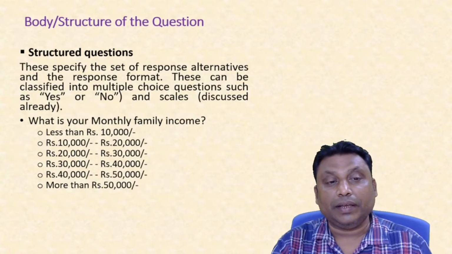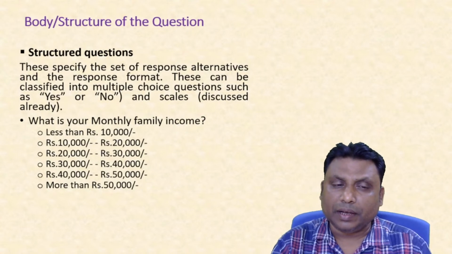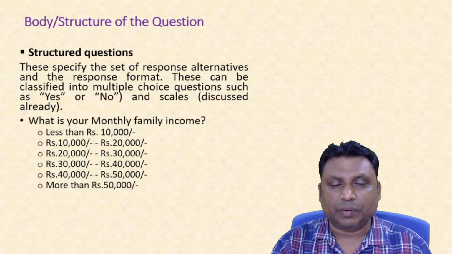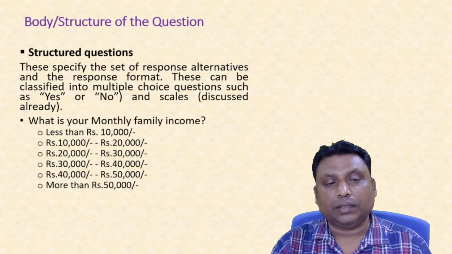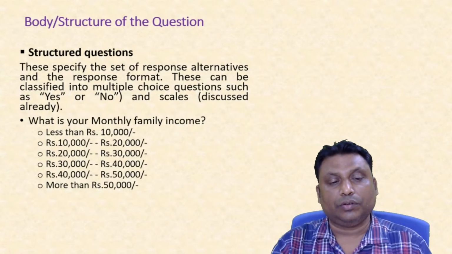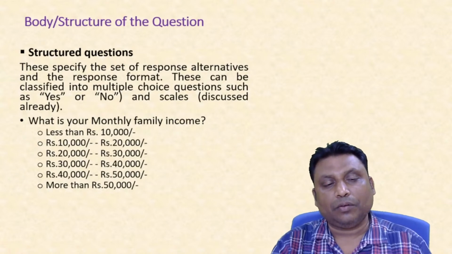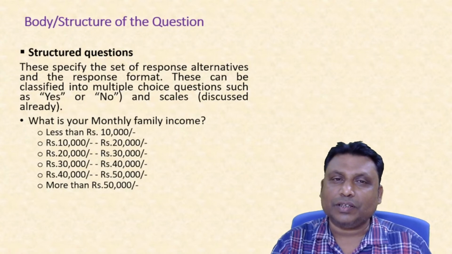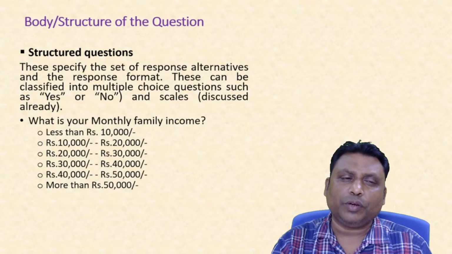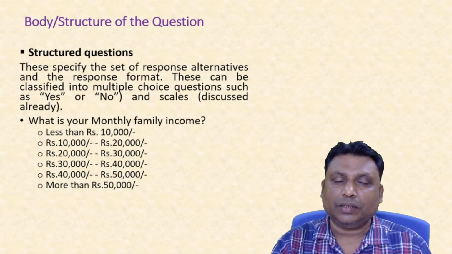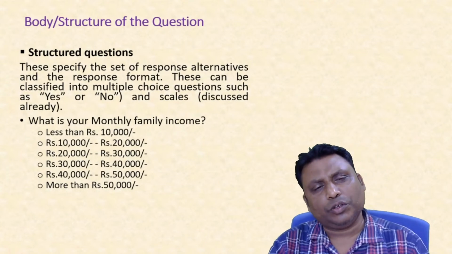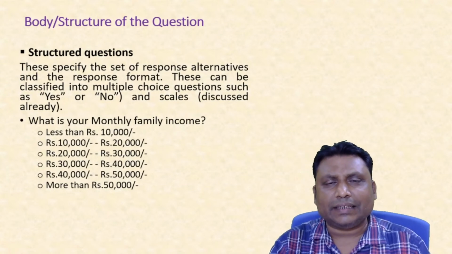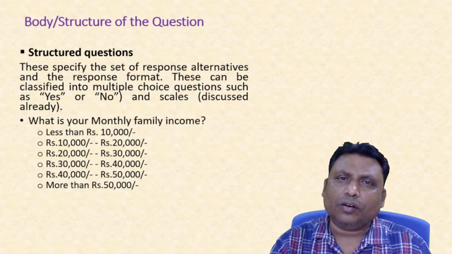What is your monthly family income? As per my convenience, I am writing here: less than 10,000, 10,000 to 20,000, 20,000 to 30,000, 30,000 to 40,000, 40,000 to 50,000, more than 50,000. I find that these are right answers for the respondents. But as per your work, research design and objective, you can put less than 10,000, 10,000 to 30,000, 30,000 to 50,000, 50,000 to 70,000, more than 70,000. Also, you can put it, not a problem. So these scales depend on the situation and on your objectives.